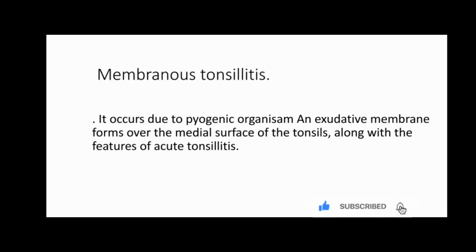First is membranous tonsillitis. We already saw it in acute tonsillitis. In acute tonsillitis, membranous tonsillitis is one of the stages after follicular tonsillitis. It occurs due to a pyogenic organism, and an exudative membrane forms over the medial surface of the tonsil along with the features of acute tonsillitis. Before the formation of membranous tonsillitis, first follicular tonsillitis forms, and in follicular tonsillitis there are yellow spots. These yellow spots coalesce to form the membrane, that is membranous tonsillitis.